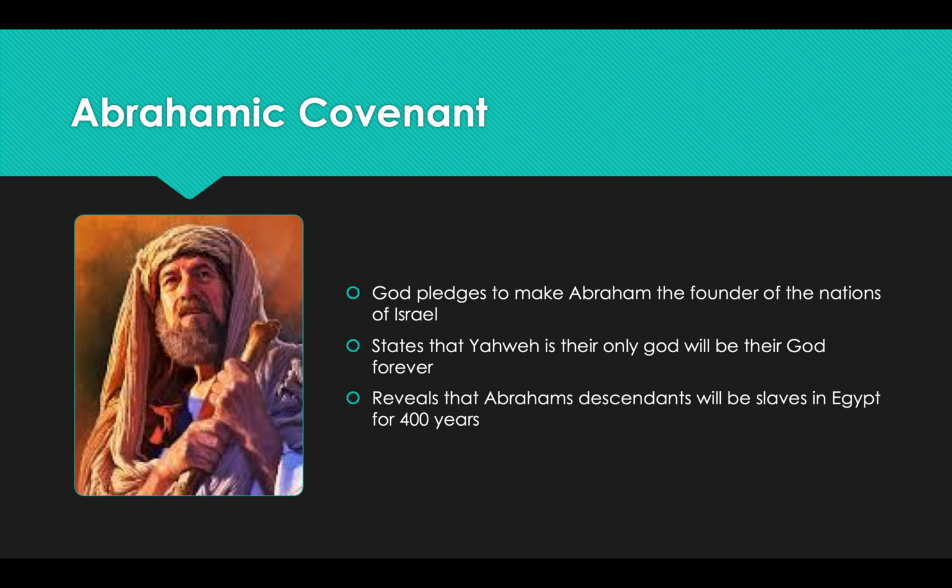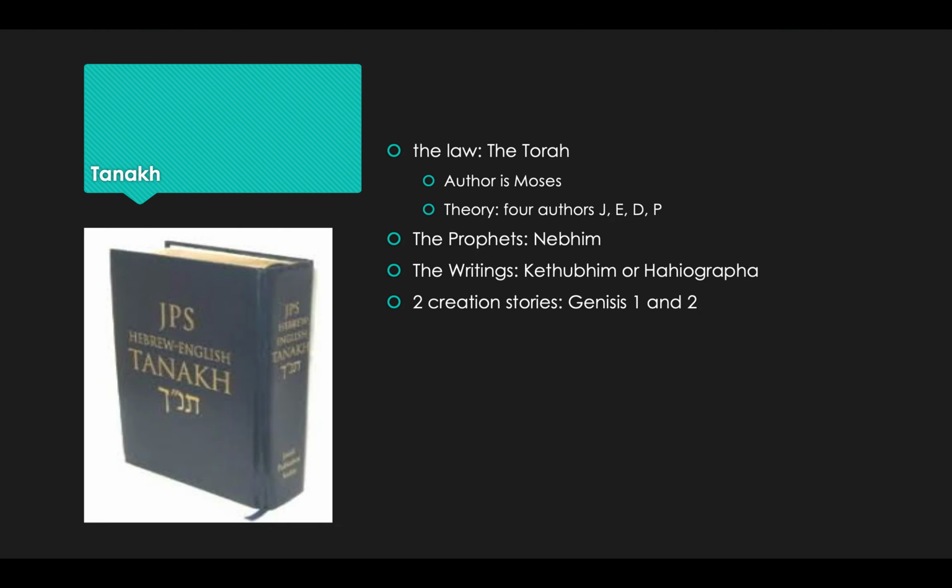So here's the Abrahamic Covenant, and it's basically an agreement between God and Abraham that Abraham will be the founder of the nations of Israel, and it states that Yahweh is their only God and will be their God forever. And it reveals that Abraham's descendants will be slaves in Egypt for 400 years, which we actually see later in history.